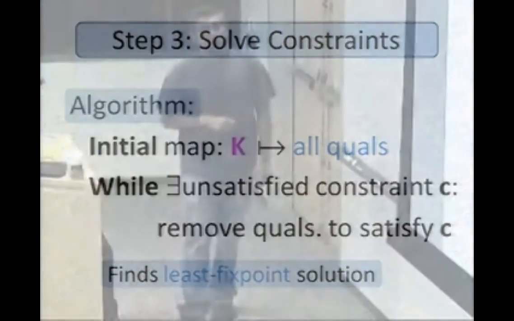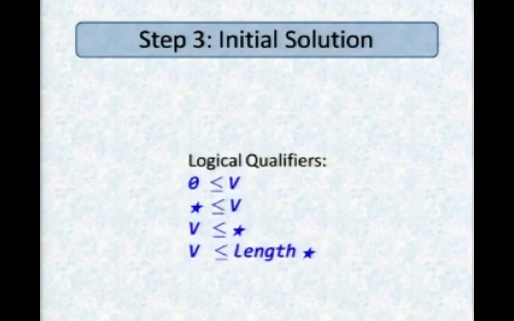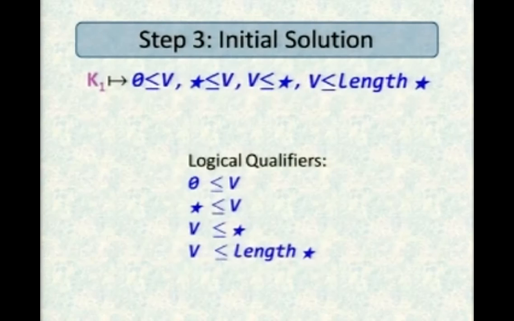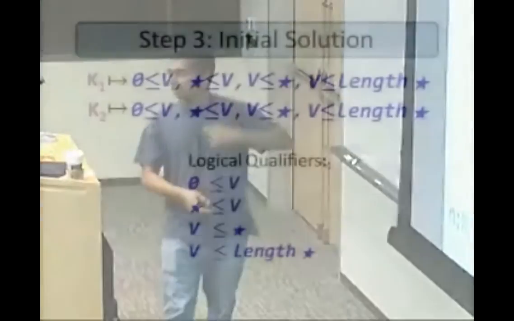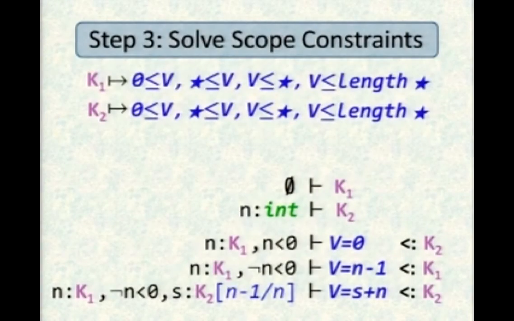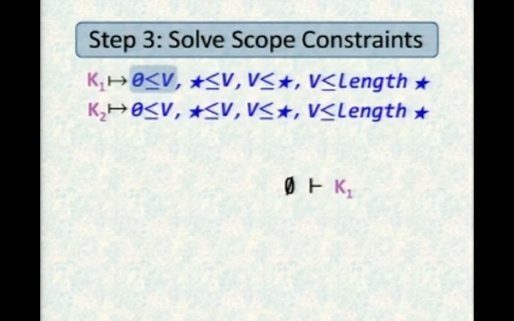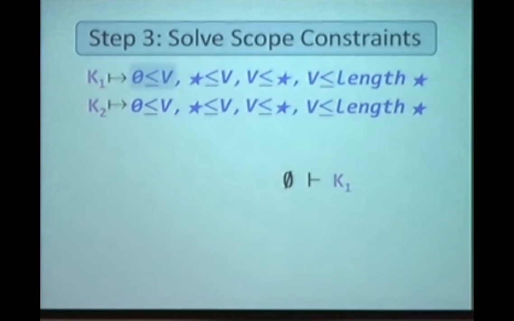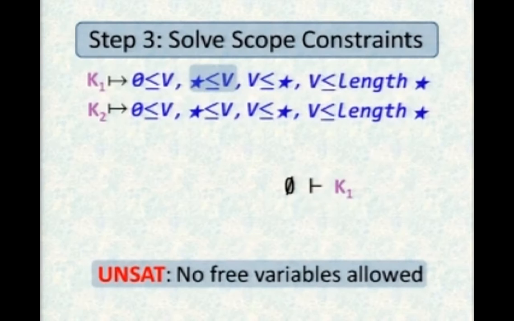So let's see. What's the initial solution going to be? Imagine these are your logical qualifiers, v greater than 0, etc. So initially, I map k1 to all the qualifiers, k2 to all the qualifiers. Now I'm going to pick one of these constraints in turn and throw away qualifiers until everything is satisfied. Let's start with this one, the scope constraint, 0 less than v, for k1. It contains no variables other than v, so is this well formed? Yes. So this one is fine. I'm going to preserve this. It's okay to leave this in. It satisfies the constraint.